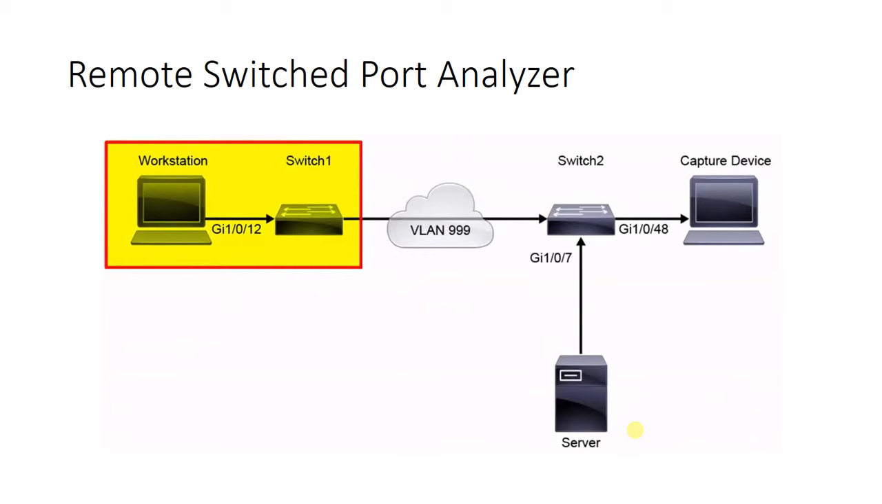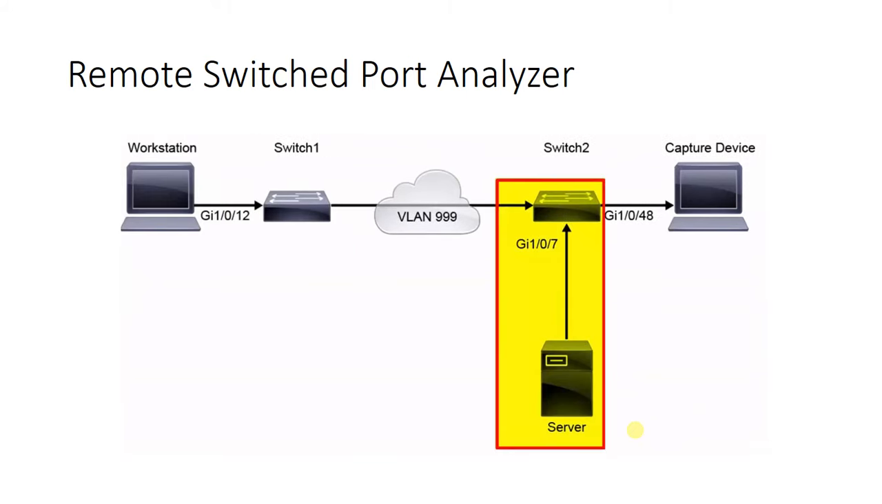In the example, there is a workstation connected to switch 1 on port Gig 1/0/12. Across the network, notice that the server is connected to a switch port on port Gig 1/0/7, and the collection device is on switch 2 on port Gig 1/0/48.